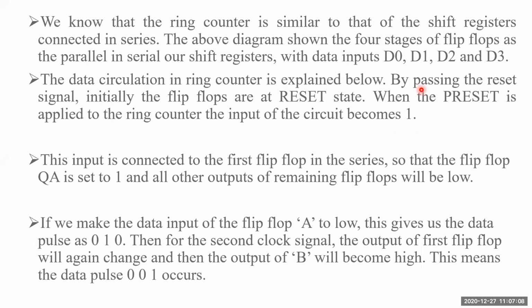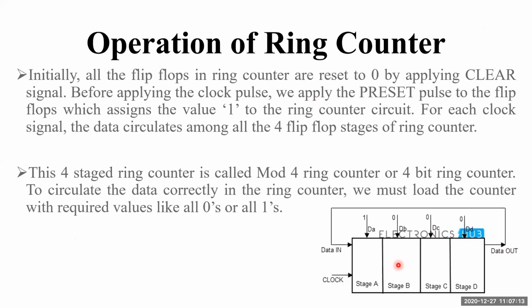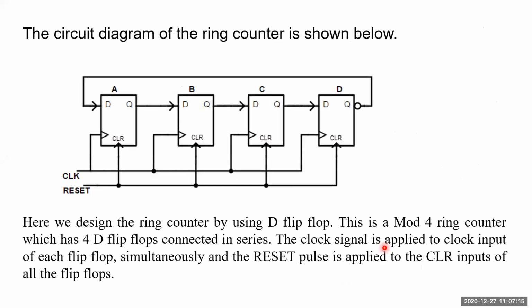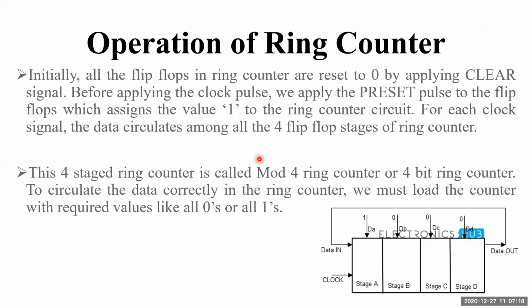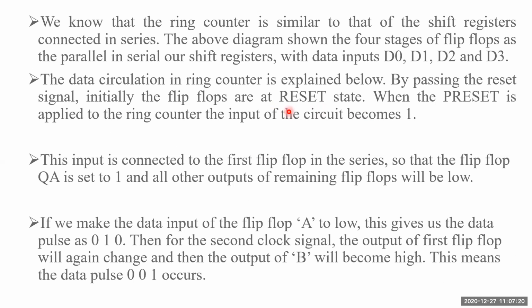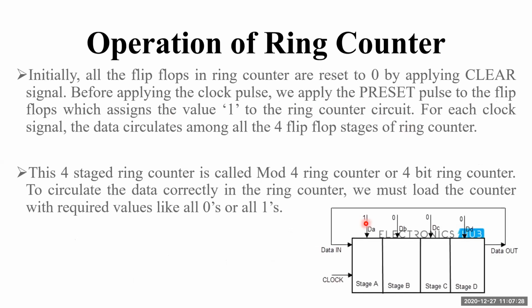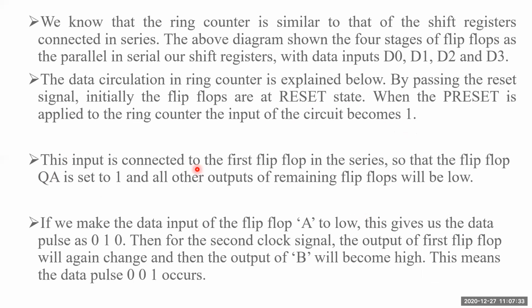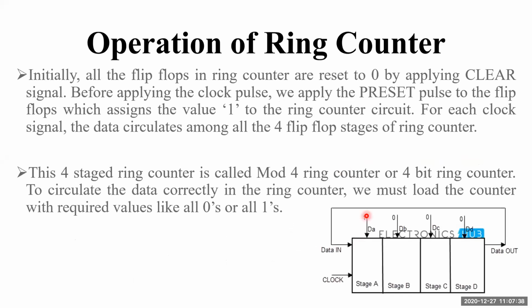We can explain this by passing the reset signal. Initially, the flip-flops are reset. Whenever the reset has been connected, you can see the reset diagram over here. By passing this reset signal, all the flip-flops are reset. Whenever the preset is applied to the ring counter, the input of the circuit becomes 1. The initial input becomes 1 whenever the preset is applied. This input is connected to the first flip-flop in series. We have seen that whenever the preset is applied, the input is set to 1. Before presetting, what will we be doing?